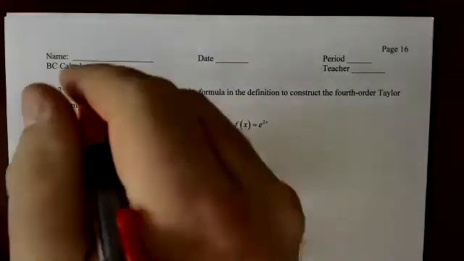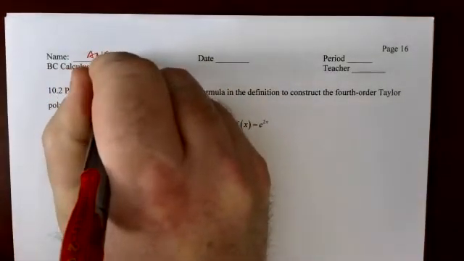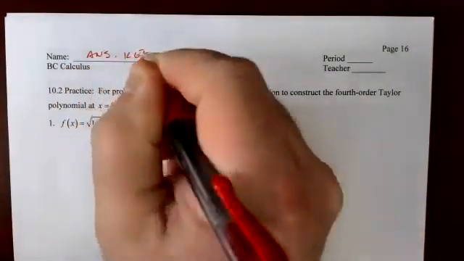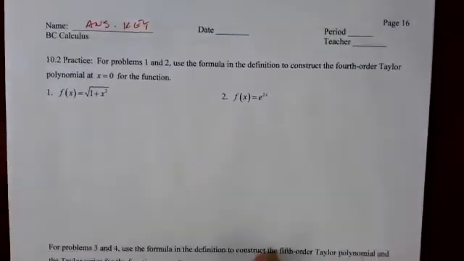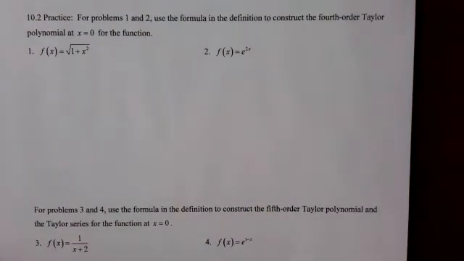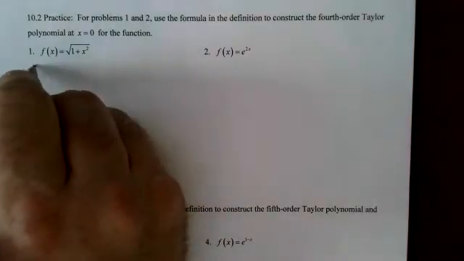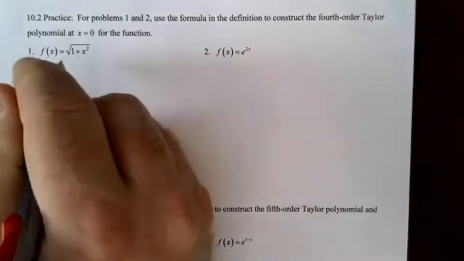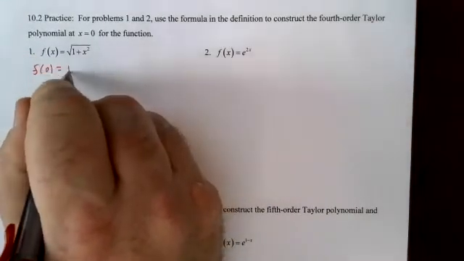So here I am working out the 10.2 problems. Can't over recommend you do all of these. Use formula and definition, construct fourth order Taylor polynomial at x equals 0. F of 0 equals 1.